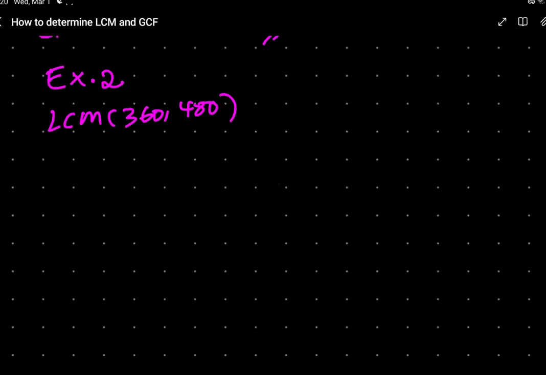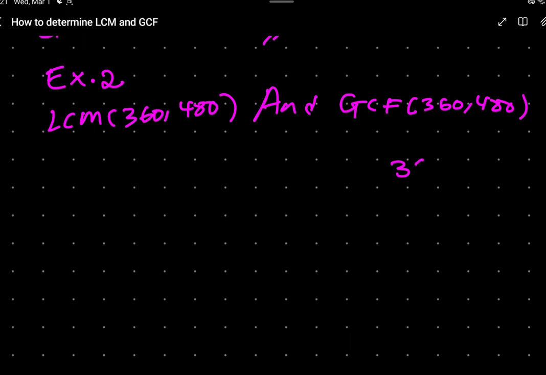Let us develop this with more examples. So we are looking for the LCM of 360 and 480, and then we are going to find the greatest common factor of these two numbers, 360 and 480. Now the challenge is to factorize these two numbers. So we can take 360 here, then you can use the ladder method.